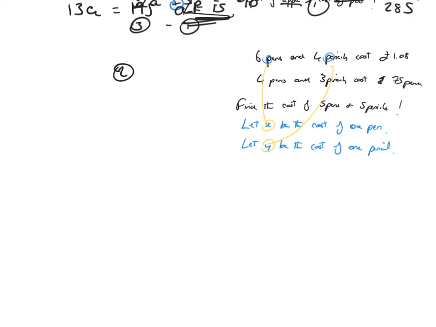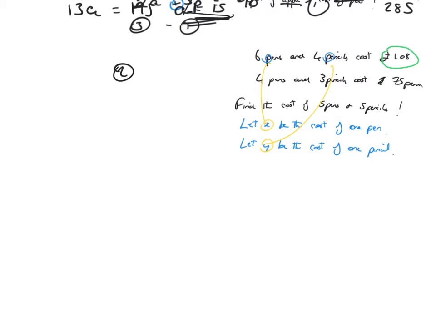Okay, another thing just to note is that this cost here is recorded in pounds and this cost here is recorded in pence, so I just need to get consistency with those. X is the cost of 1 pen, so 6 pens would be 6x, and 4 pencils, so Y is the cost of 1 pencil, so that would be 4y. Altogether that costs £1 and 8p. What I'm going to do is convert that into pence. That would be 108p, and that's equation 1.